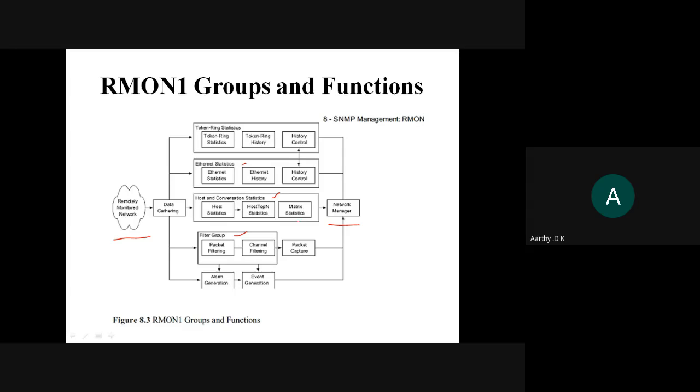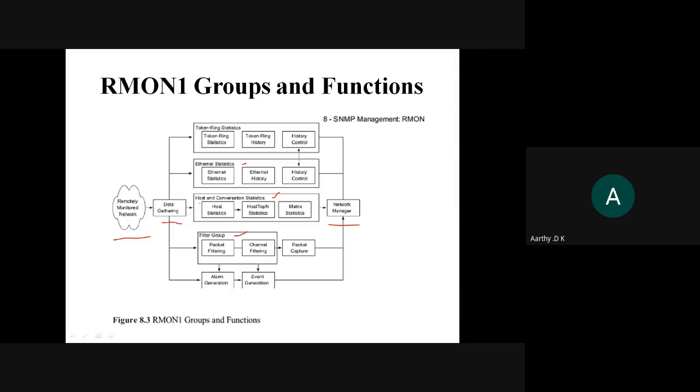First we will be looking at the data gathering. What this data gathering will do is gather the data remotely from the monitored network. Whatever network it is monitoring, it will have to gather all the information about that particular network. That network can be either an Ethernet or a token ring network. So this data gathering is responsible for gathering all the information related to the network.